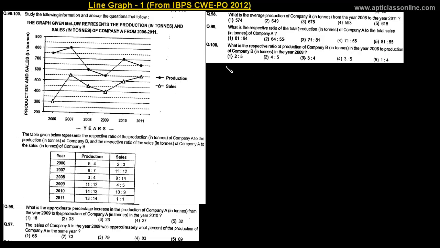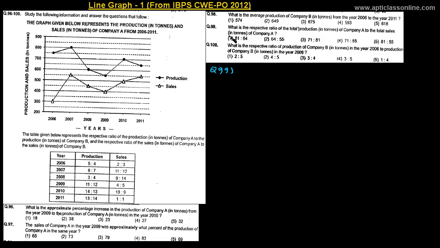In this class, we will extend our discussion of line graph 1 from where we have left in the two previous classes. In the two classes, we have solved question number 96 to question number 98. So in this class, we will take up first the question number 99.